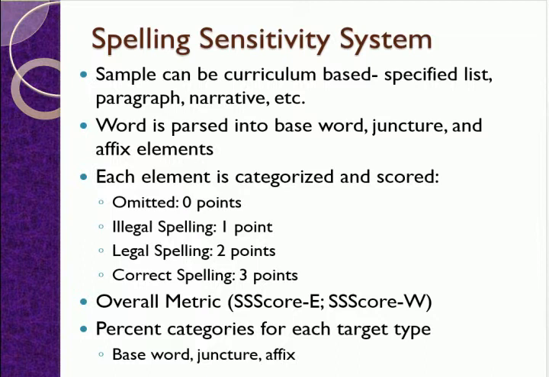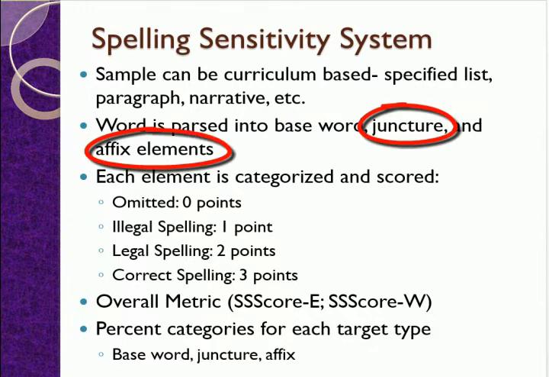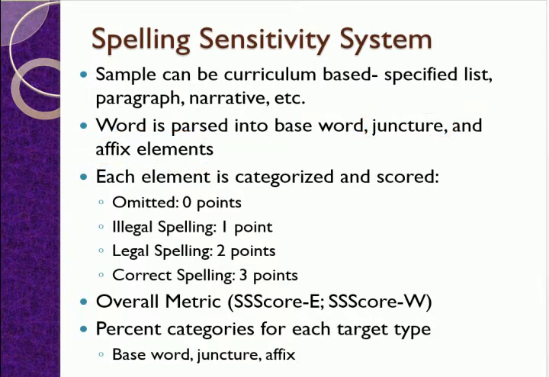In the spelling sensitivity system, the investigator or the clinician can gather a spelling sample, and you can use any medium of your choice. You can have a spelling word list. You can have a curriculum-based list. You can take connected writing samples at the paragraph or the narrative level. Ultimately, whatever you do to gather your sample, you end up with a column of target words and a corresponding column of the way that the student spelled each target word. The target word is parsed into its base word components, juncture, and affix elements, and then the corresponding spelling also is parsed and aligned with the particular elements in the target word.